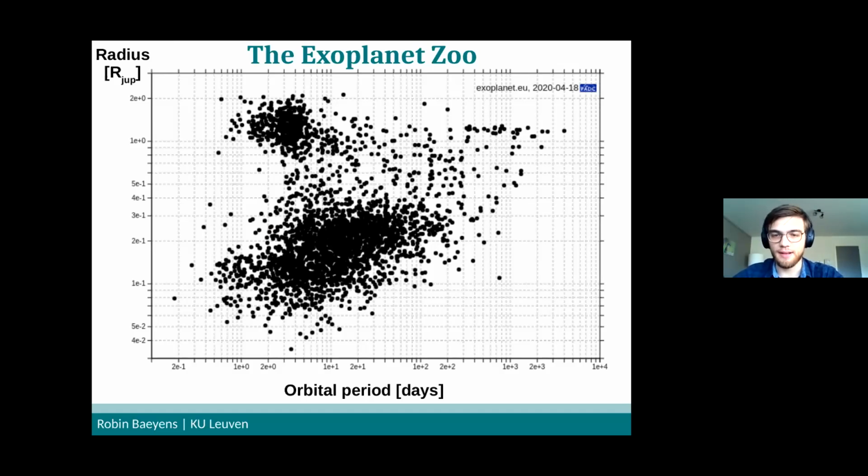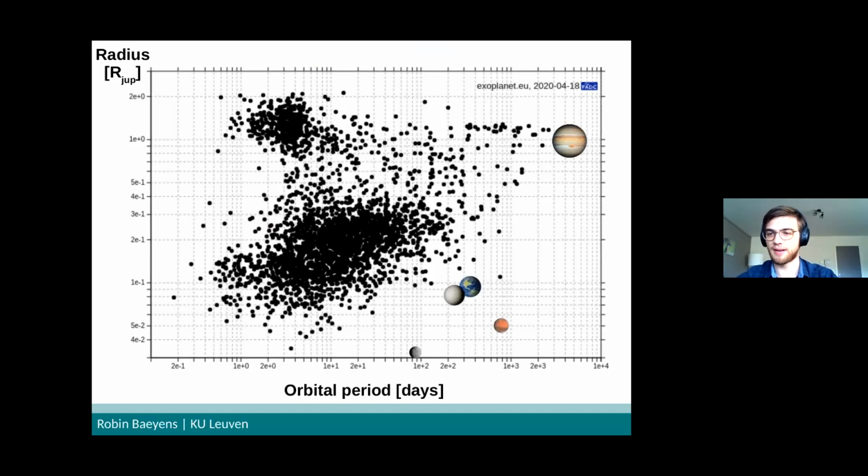And why do we do that? So we have a bit of an overview of the exoplanet population. More than 4,000 are currently known. I always find it helpful to also plot the solar system planets on this diagram. Here you can see Mercury, the closest planet to the Sun. Here you have Venus and Earth, which are similar in size, Mars a little bit smaller, then Jupiter here, and all the other planets don't fit on this diagram anymore.